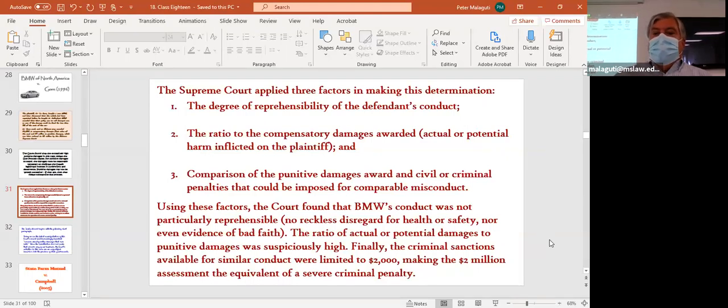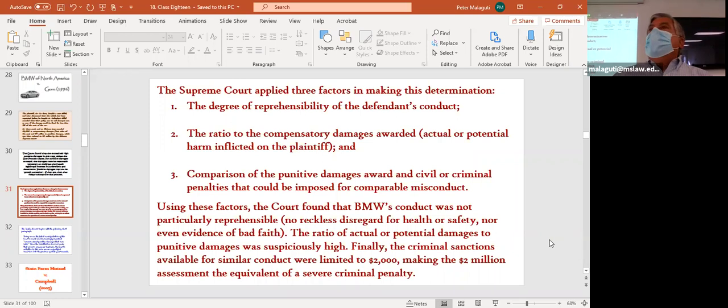Okay, so here, if BMW had been charged with fraud, the court says that under this last one, the greatest criminal or civil sanction they would have faced was $2,000, substantially less than the $2 million punitive damages that were awarded. And under the second category, even if you use the actual damages award, that's only $4,000. Again, substantially less.